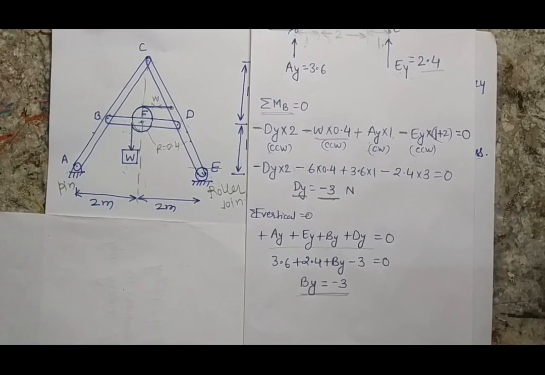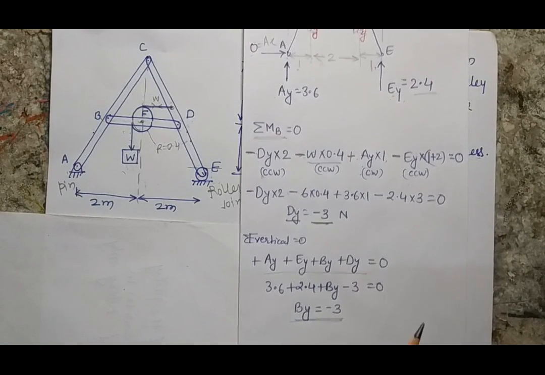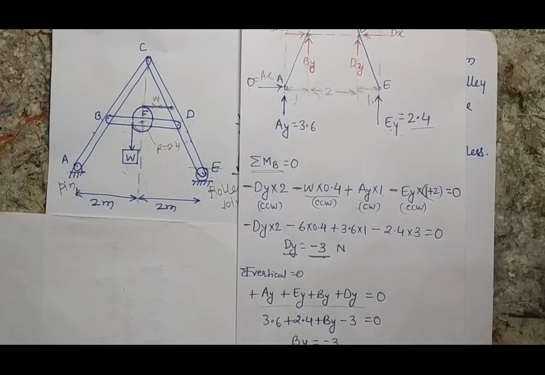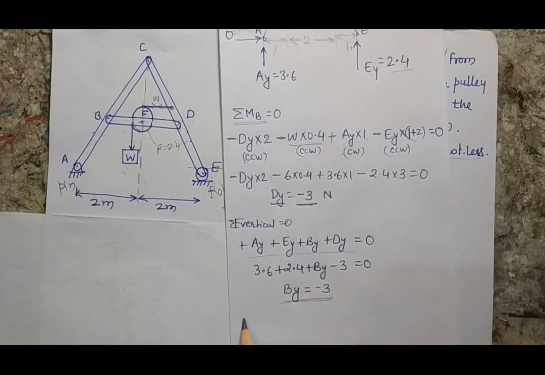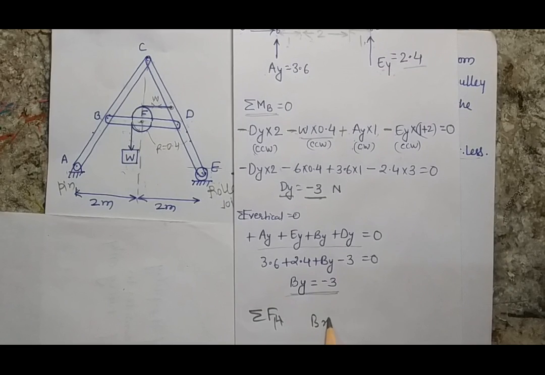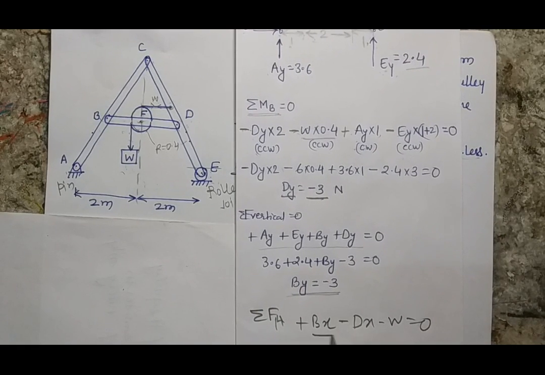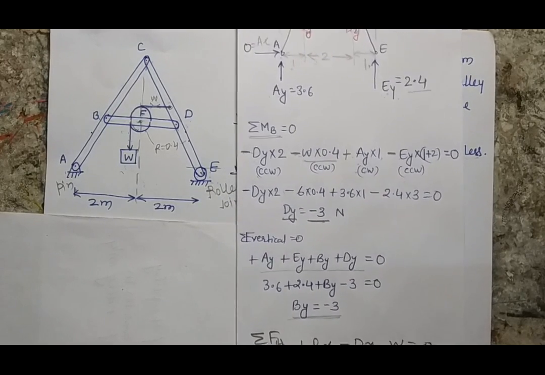I am not interested here in finding the horizontal forces, because even if I do the horizontal force balance, how many horizontal forces are there? One is Bx, which is positive, then Dx, which is negative, and this W, which will be 0. As I don't know Bx and Dx, I am not able to get any answer from this free body diagram now, so I have to move to the next free body diagram.